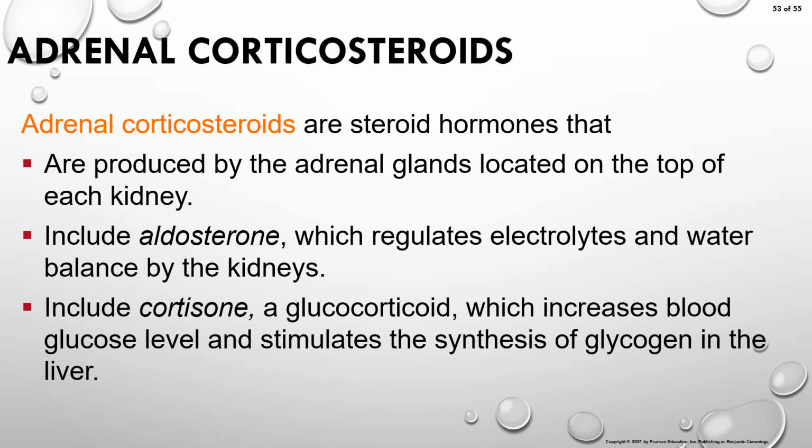Now, adrenal corticosteroids also include cortisone. Cortisone is a glucocorticoid which increases blood glucose levels and stimulates the synthesis of glycogen in the liver. Hence the name corticoid. Sorry. Cortisone is a steroid drug. So it helps decrease swelling and inflammation in your body. It works by stopping the release of molecules that cause inflammation. This also stops your body from having an immune response.